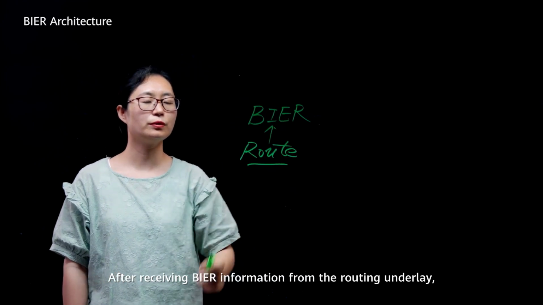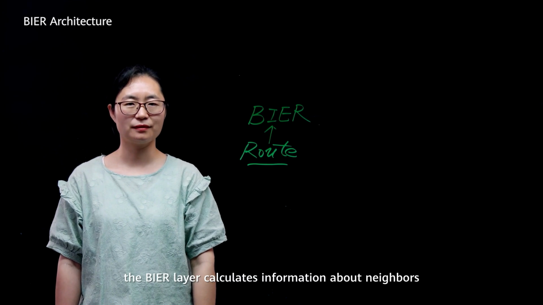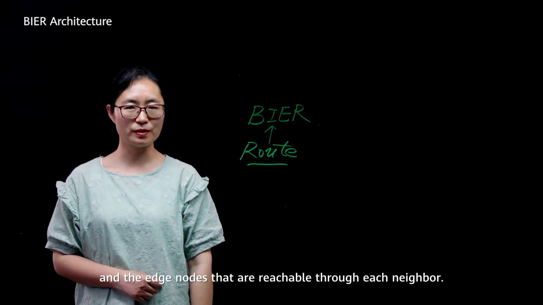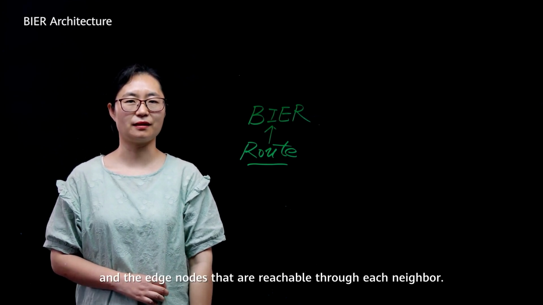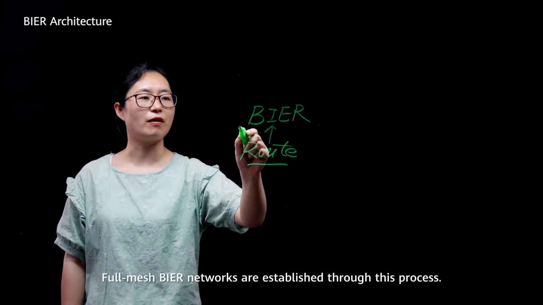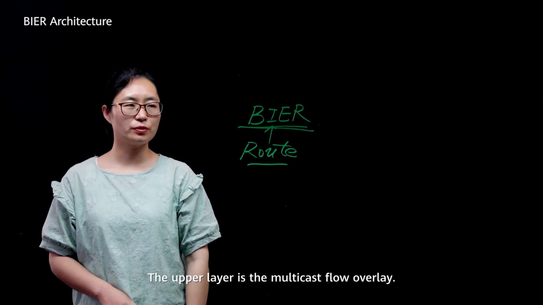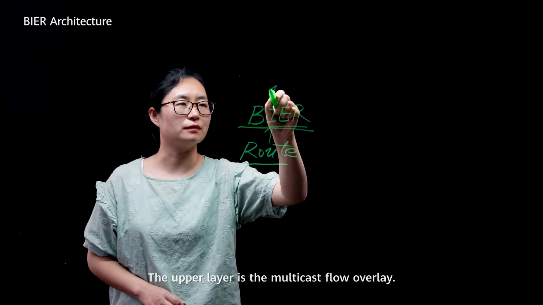After receiving BIER information from the routing underlay, the BIER layer calculates information about neighbors and the edge nodes that are reachable through each neighbor. Full mesh BIER networks are established through this process. The upper layer is the multicast flow overlay.